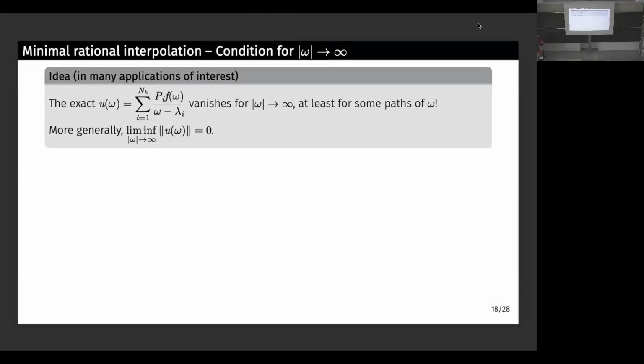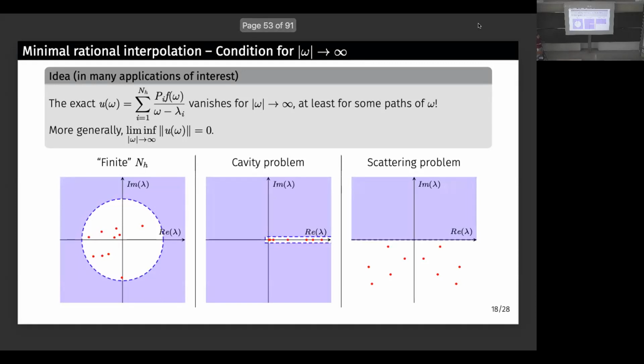Now, why should this make sense? Well, if you think about it, in many applications of interest, like the ones I showed you at the beginning, you can actually prove that the function U vanishes if you take infinitely large frequencies, as long as you take the right path of frequencies. Remember, we're in the complex plane, so we can take many different paths. And just to give you an idea of what this might look like, if your system is finite dimensional, then of course all the eigenvalues are going to be inside a compact set. So outside, this expansion is going to converge to 0 under some regularity of the pencil, of course.